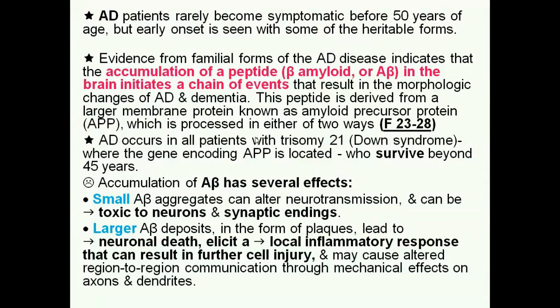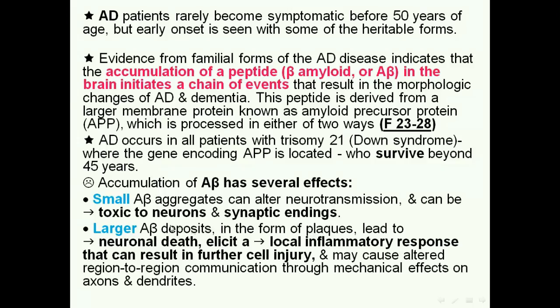Now, the accumulation of A-beta has several effects. We have, as we said, those amyloid fibrils. If they are small, they're going to alter neurotransmission, which can be toxic to neurons and synaptic endings. This is not very degenerative, but it has some toxic effects. Larger deposits are the ones that actually cause Alzheimer's because they are really large and are in the form of plaques.